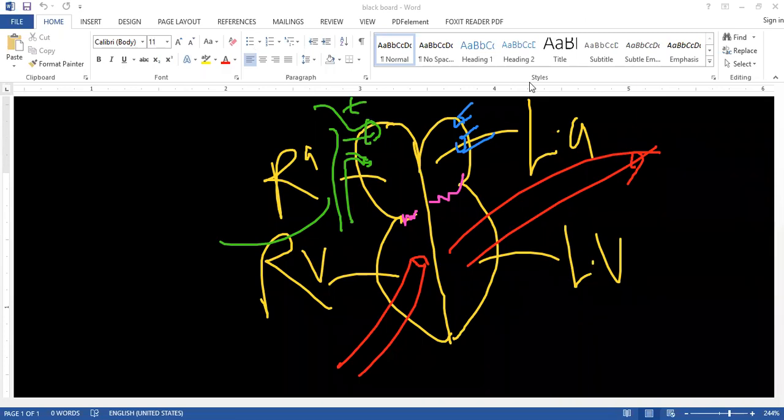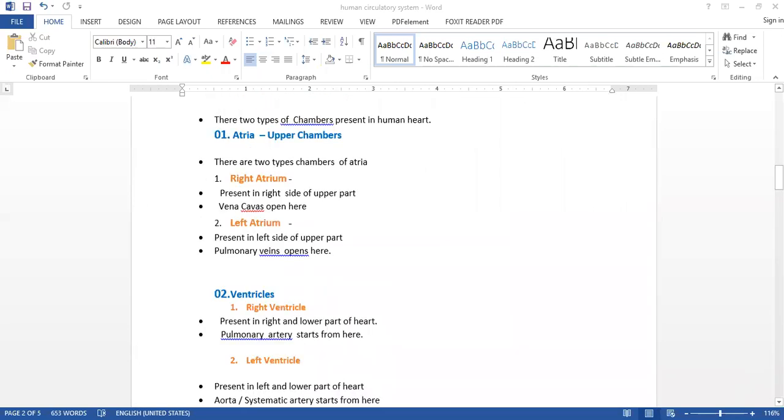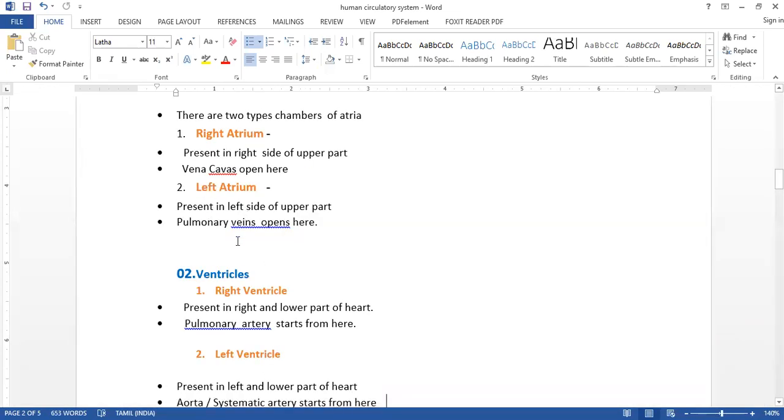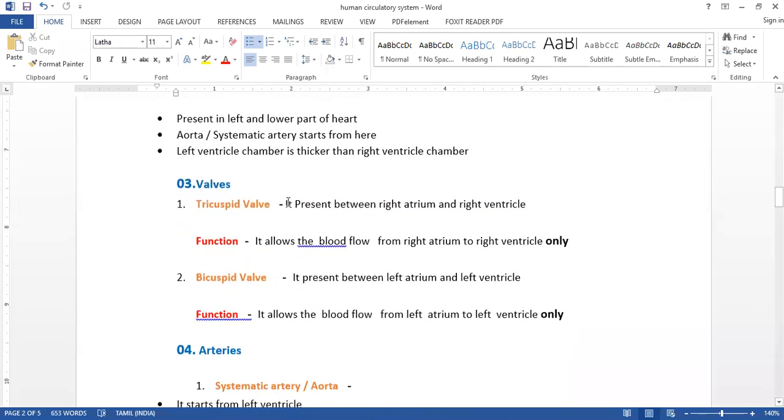In the human heart, if you take the notes and look, up to now we have discussed the arteries, upper chambers, the right atrium, right ventricle, left atrium, left ventricle, and the tricuspid valve, right? We studied the tricuspid valve. Tabit, don't draw. Okay, fine.